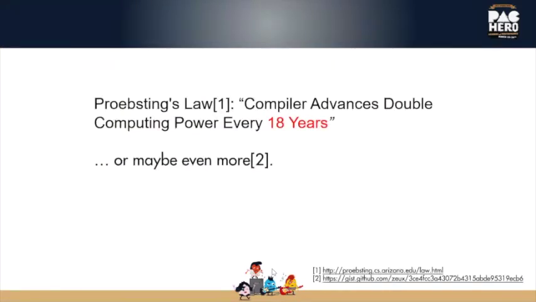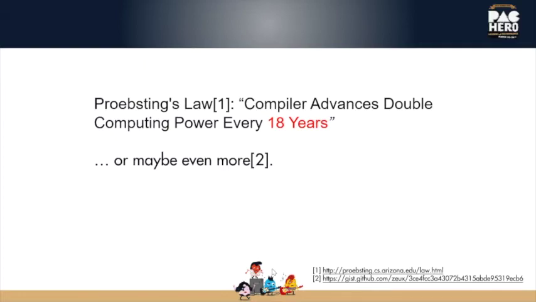But if you look at the software side, for example the compiler, it's not promising either. There is a law, Proebsting's Law, that says that compiler advances double computing power every 18 years. It means that the speed of the code that the compiler generates doubles every 18 years, or maybe even more than 18 years.